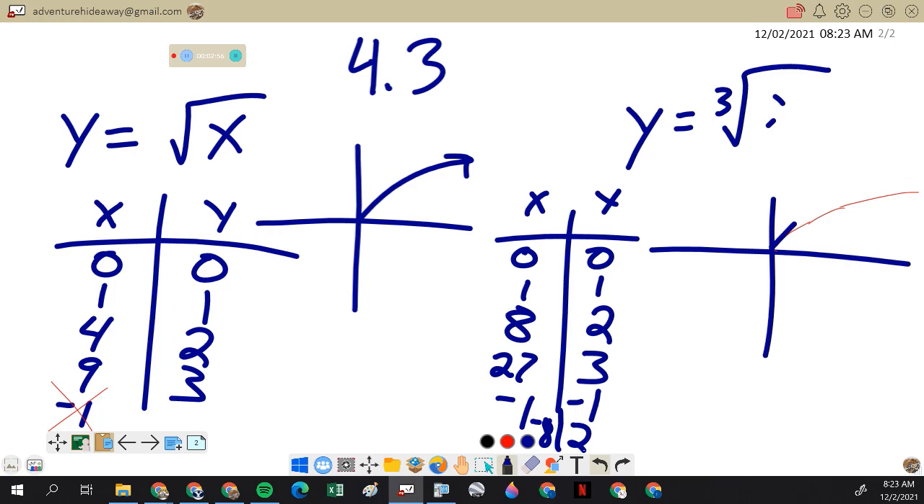So this graph actually has a mirror image on the other side. And that graph exists everywhere. Okay?